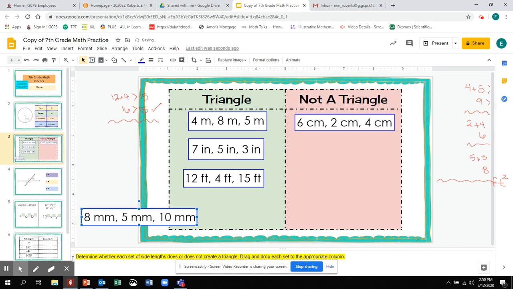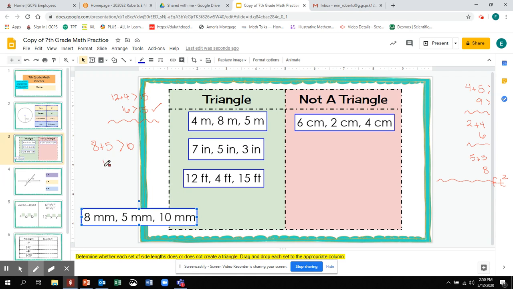And now let's look at our last one. So for this one, I have 8, 5, and 10. My two shortest side lengths are 8 and 5, so I'm going to add those together. And if they make a triangle, then they are going to be greater than my third side, which is 10.